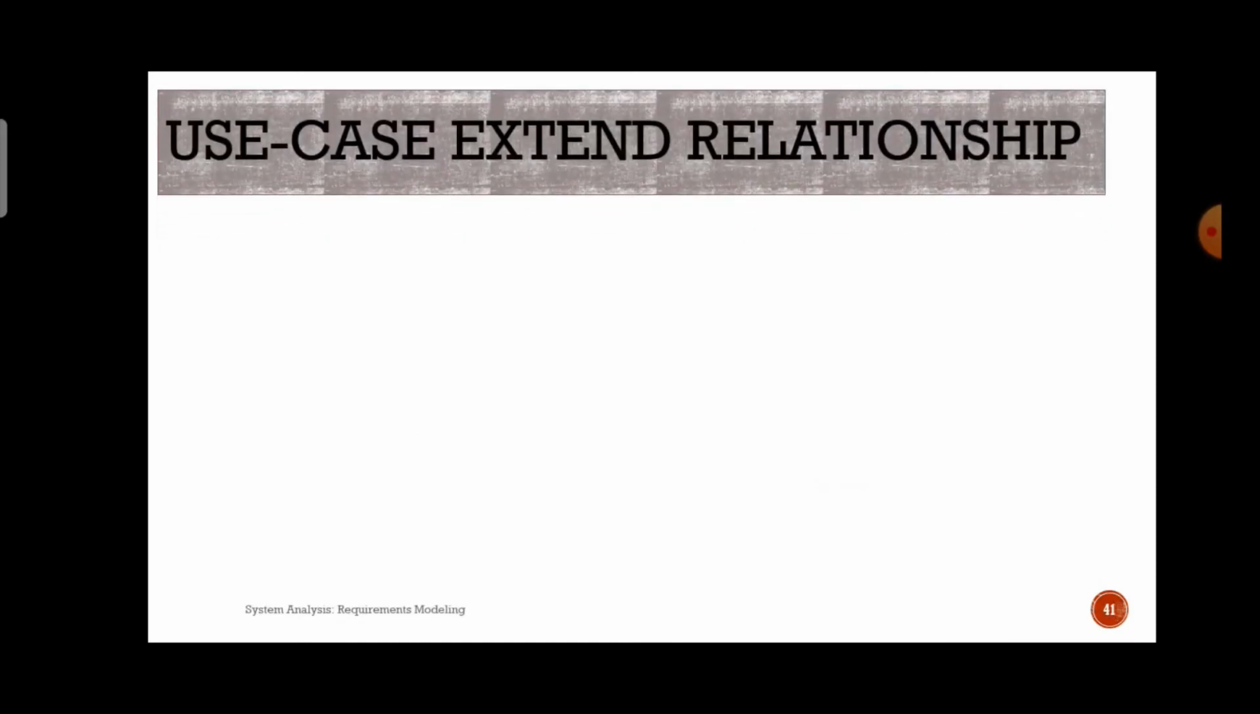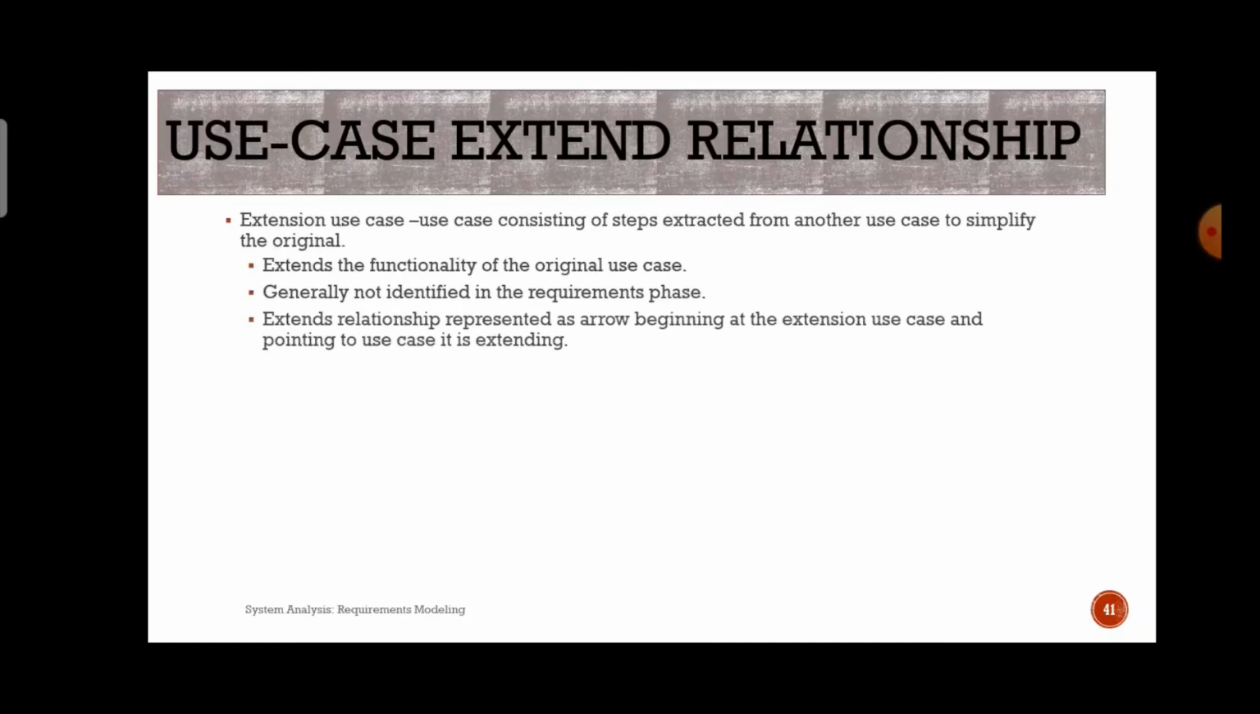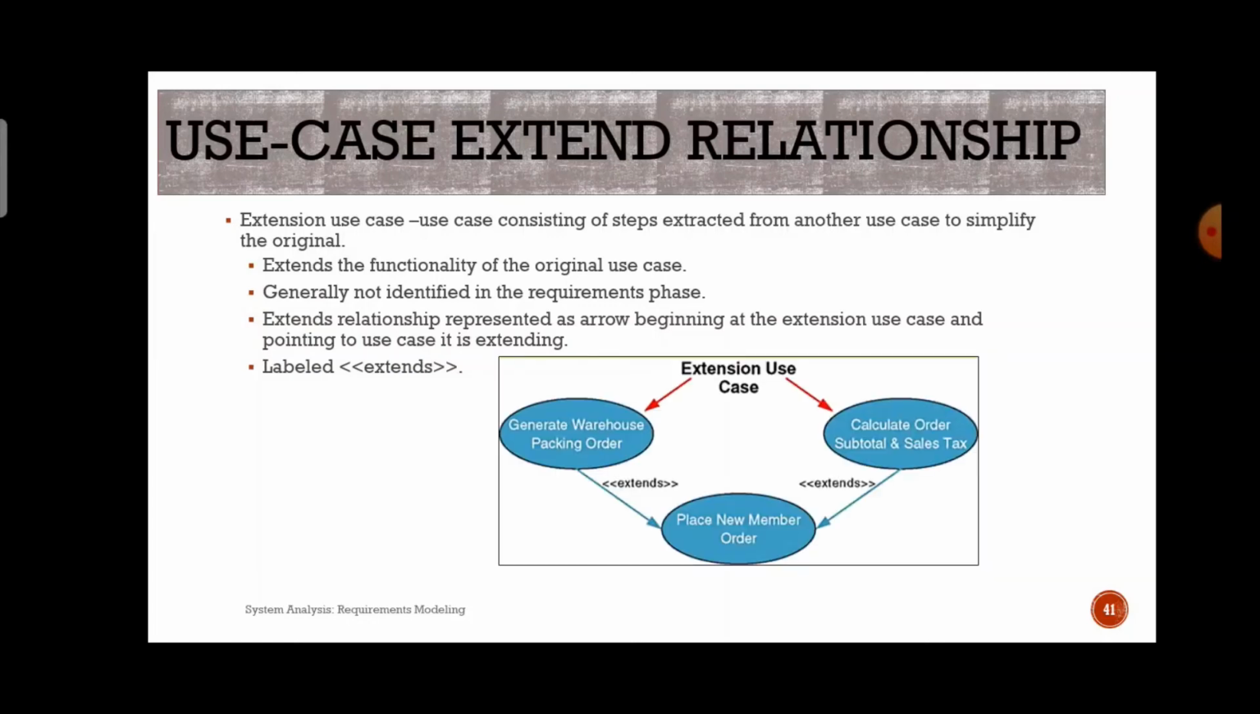The use case extends relationship. An extension use case consists of steps extracted from another use case to simplify the original. It extends the functionality of the original use case, and is generally not identified in the requirements phase. The extends relationship is represented as an arrow beginning at the extension use case and pointing to the use case it is extending, and it is labeled as extend. So, an example with this one.